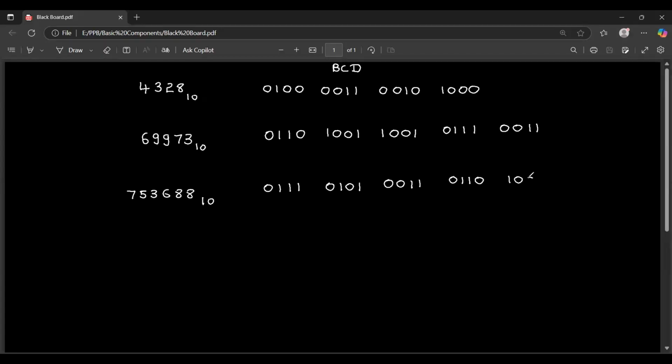8 is 1000. And finally 1000. Keep this in mind. This is binary coded decimal. You can't neglect any zeros. You have to write down the zeros whether you like it or not.